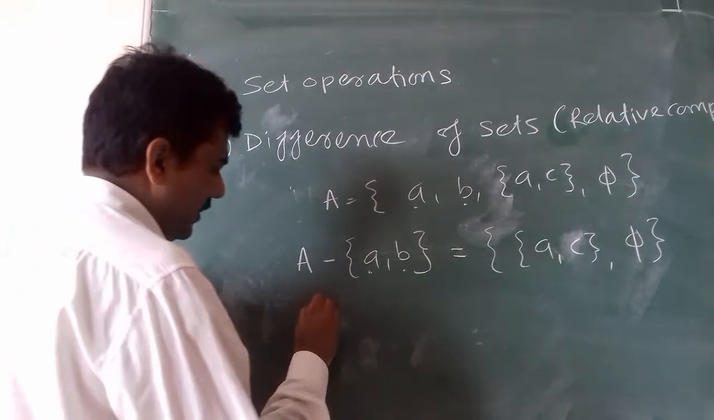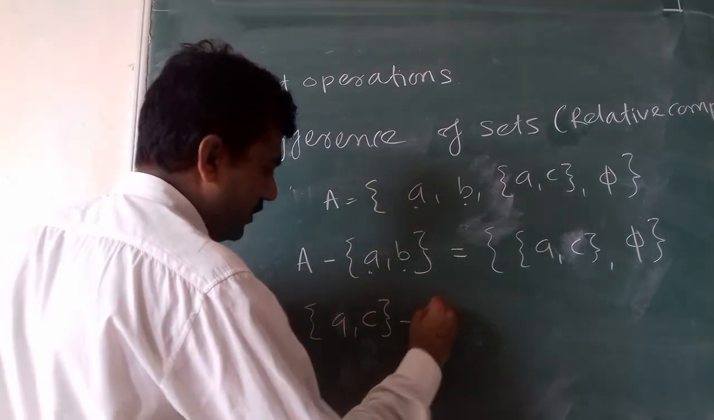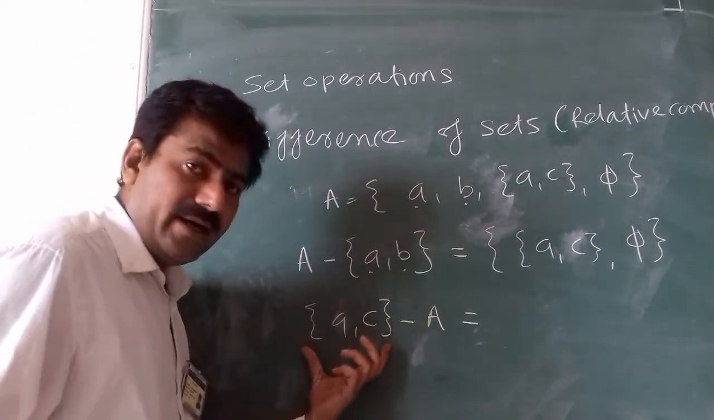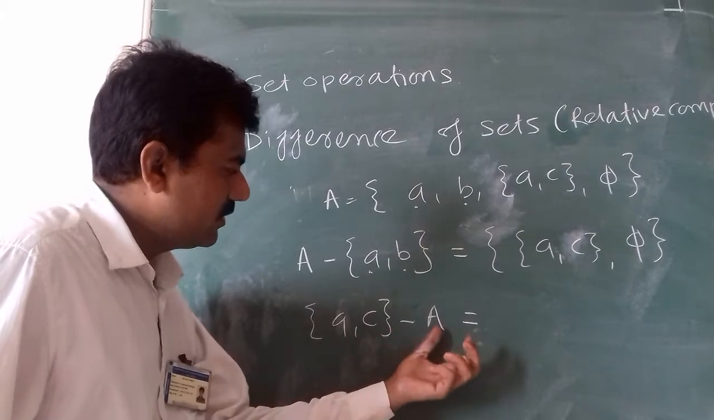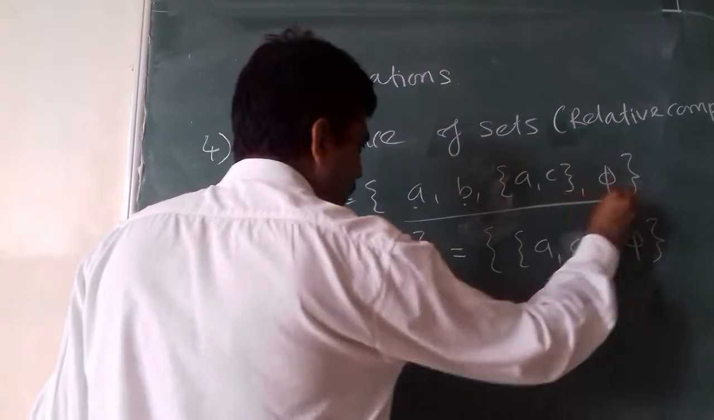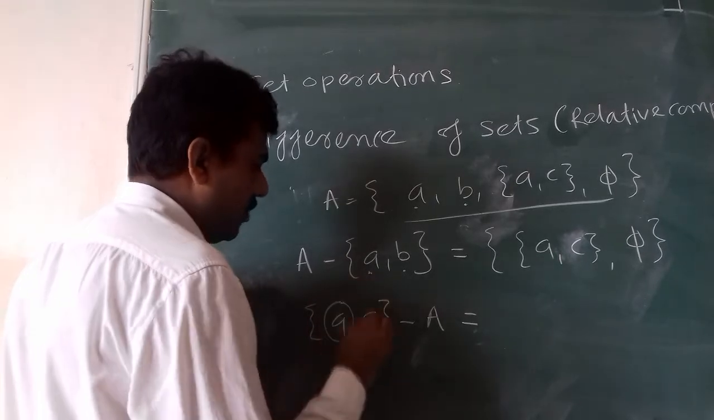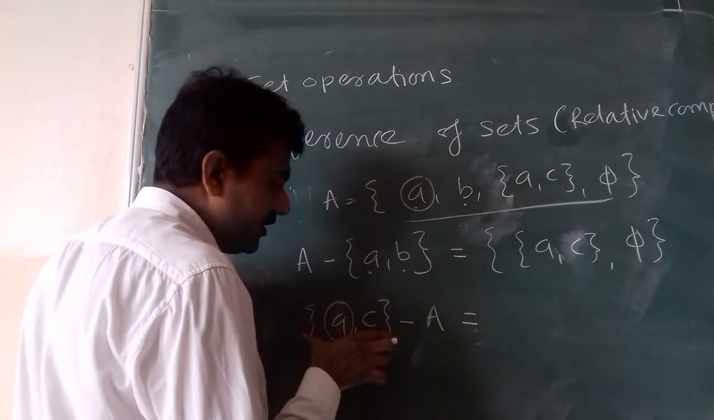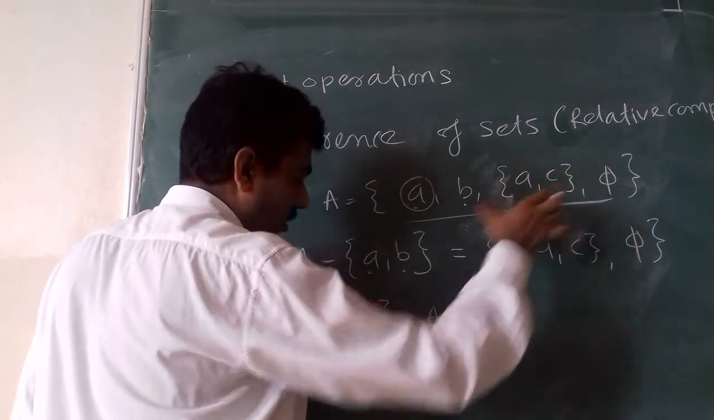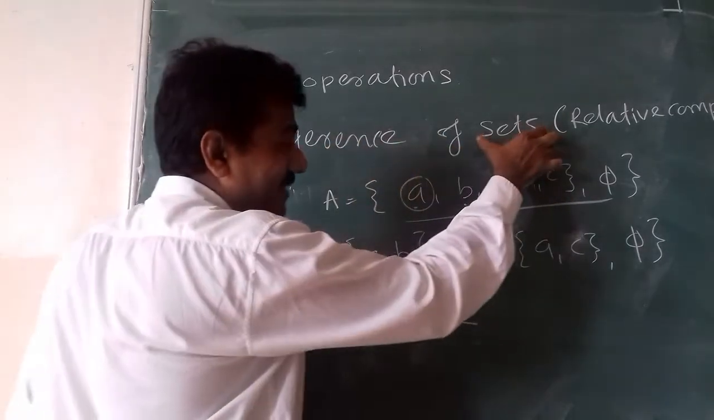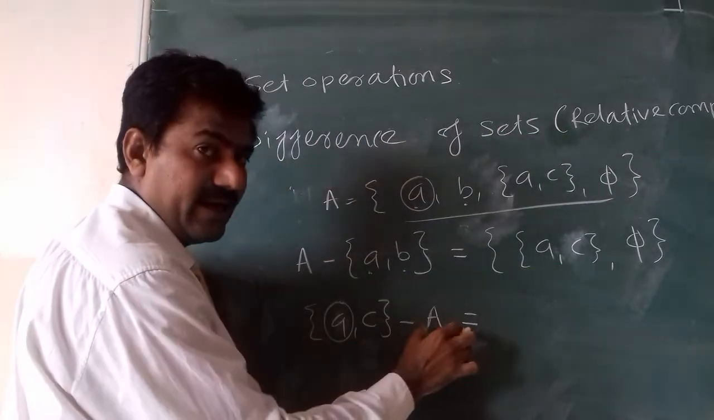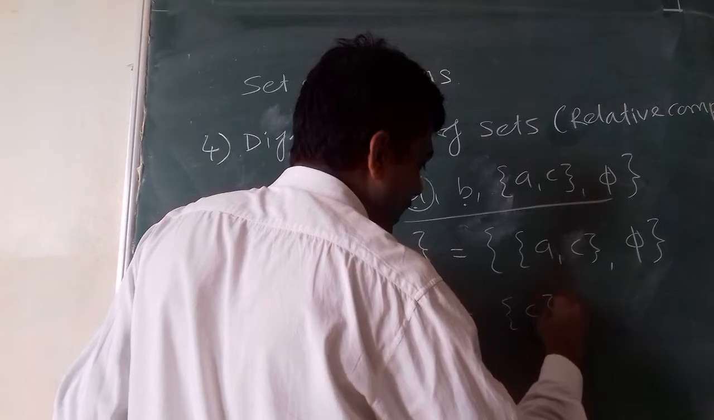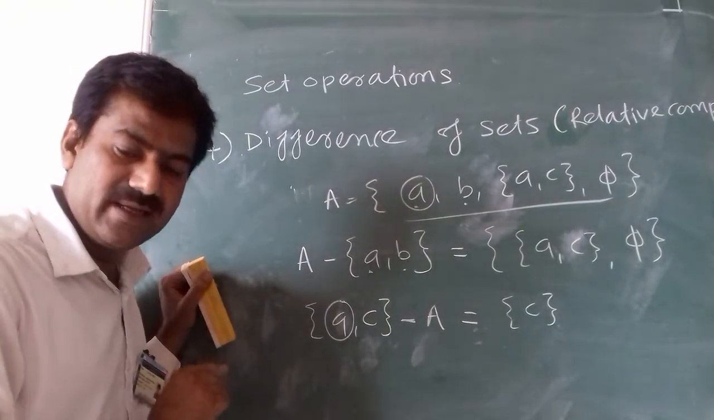And another, let's say a set containing the 2 elements a, c, minus A. What is the result of this? Difference of sets: the set {a, c} minus capital A. If you observe, with respect to the capital A, this small a and this small a, these 2 elements are common. Don't consider {a, c} as an element of A, there is no such element. This is a set, because in a difference of sets, the left hand side and the right hand side of the minus sign should be sets. So we'll get the result as a set with the element c.